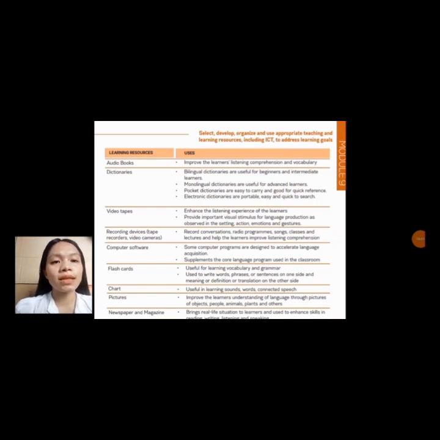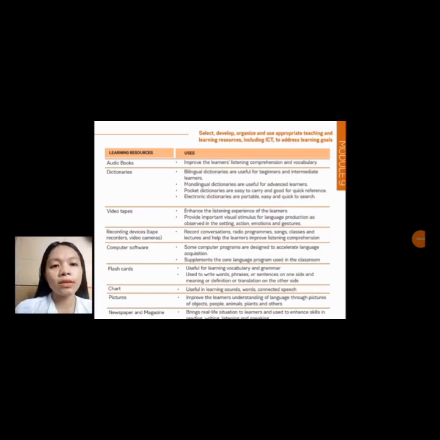So next is videotapes. They enhance the listening experience of the learners and provide important visual stimulus for language production, as observed in the setting, action, emotion, and gestures. So videotapes can help the students to listen and experience, and they can also observe the emotions and gestures.